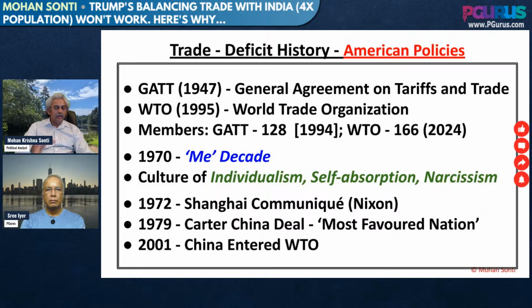And later, the WTO currently has 166 members. Which means the rules are the same for all the countries. Then why would the USA alone have a very high deficit, and why do they keep building it? That American culture. That American culture led to the American policies. Now, why did this happen? We'll see that the 1970s in the USA is called the Me Decade. So Me Decade because all the baby boomers, right?